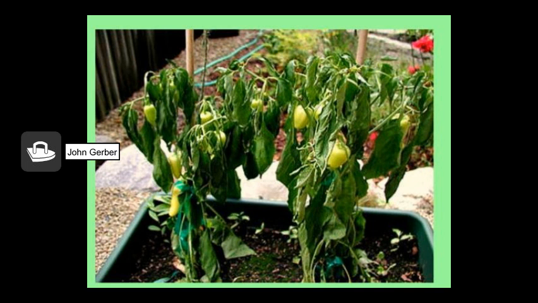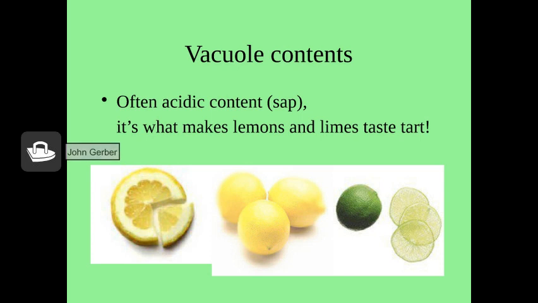Notice how these leaves of a pepper plant are wilted. When plants can't get enough water and vacuoles are not full, the leaf wilts. This actually protects the plant for a short time from more water loss. The contents of the vacuole can make fruit taste really interesting. The acidic contents of the vacuole in lemons and limes create the tart flavor we're familiar with.